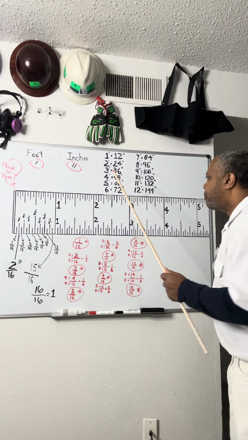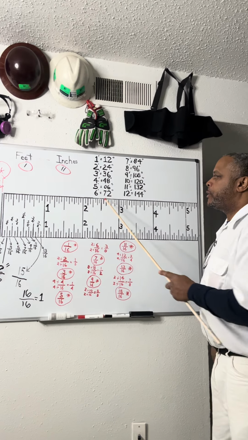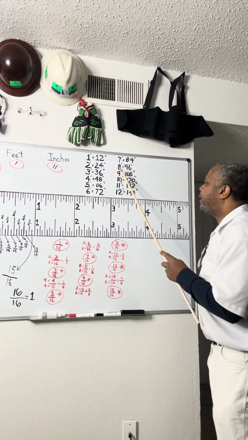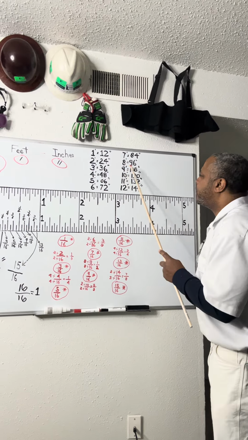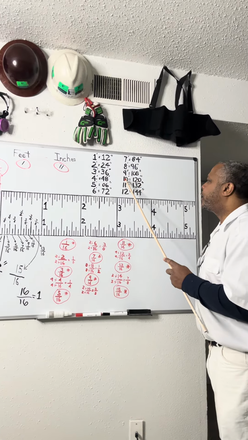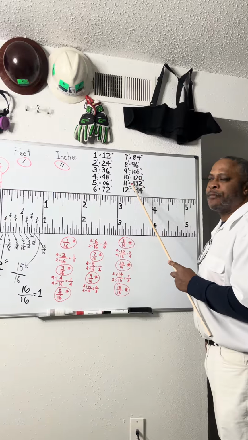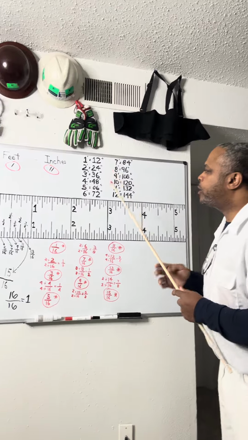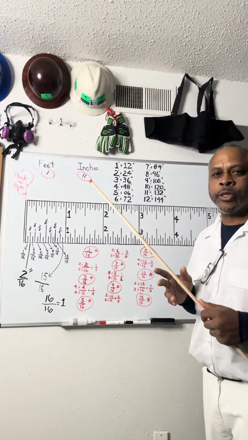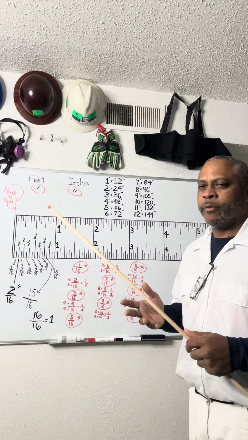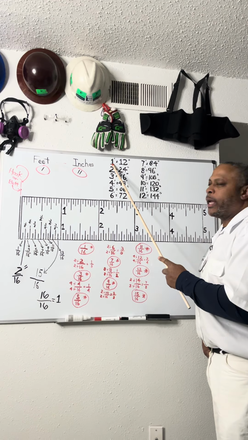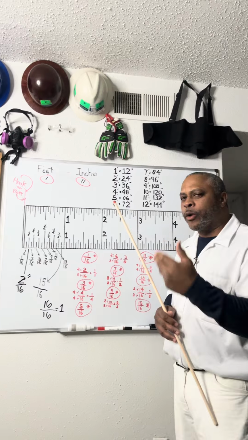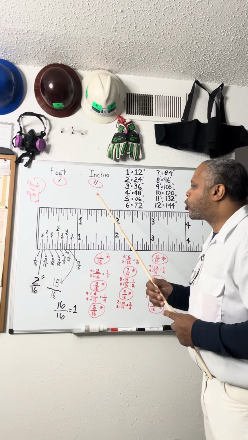So, back to it. 6 feet, 72 inches. 7 feet, 84 inches. 8 feet, 96 inches. 9 feet, 108 inches. 10 feet, 120 inches. 11 feet, 132 inches. 12 feet, 144 inches. You need to know your feet and your inches. Very easy. Feet is always going to be separate, and inches is going to be the latter part. The foot is going to be called out before the inches. You're always going to read it that way.